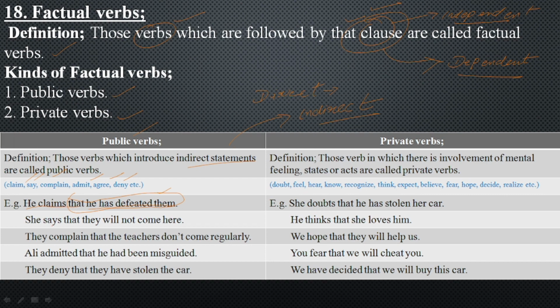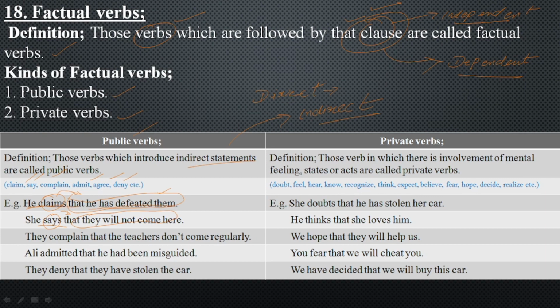Next we have: she says that they will come here. "She says" is your independent clause, and "that they will come here" is again a that clause, which is also known as a noun clause. Says is followed by that clause, and claims is your verb which is followed by that clause.